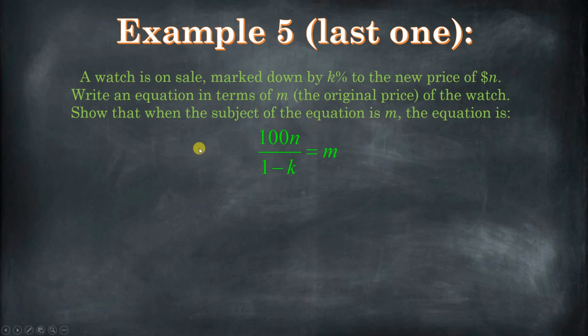So let's take a look at this. There's a watch, it's on sale. It's marked down by some percentage. I don't know what that is. And it has a new price. I don't know what that is either, but it's K percentage discounted, and the new price is N dollars.